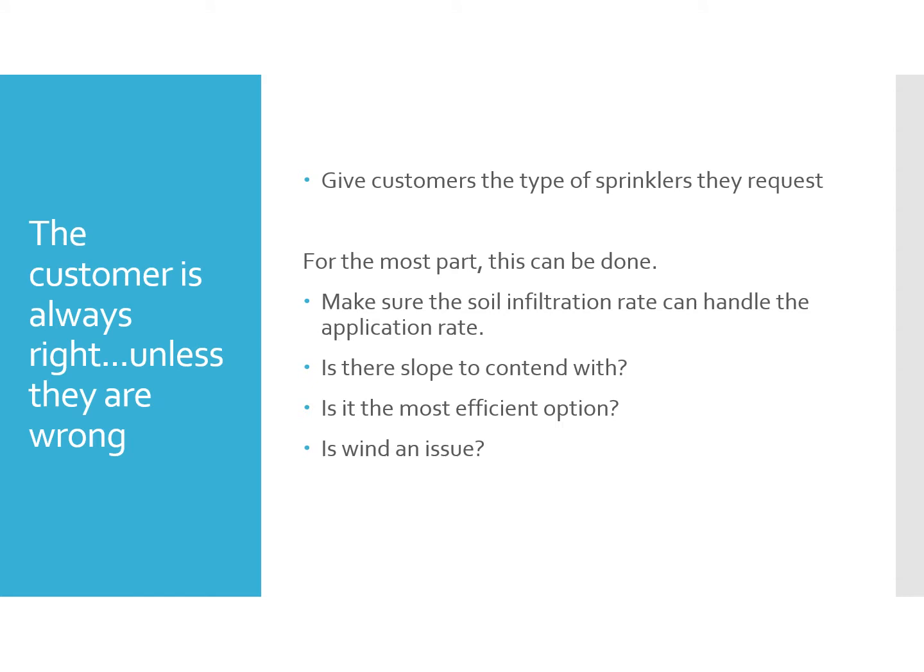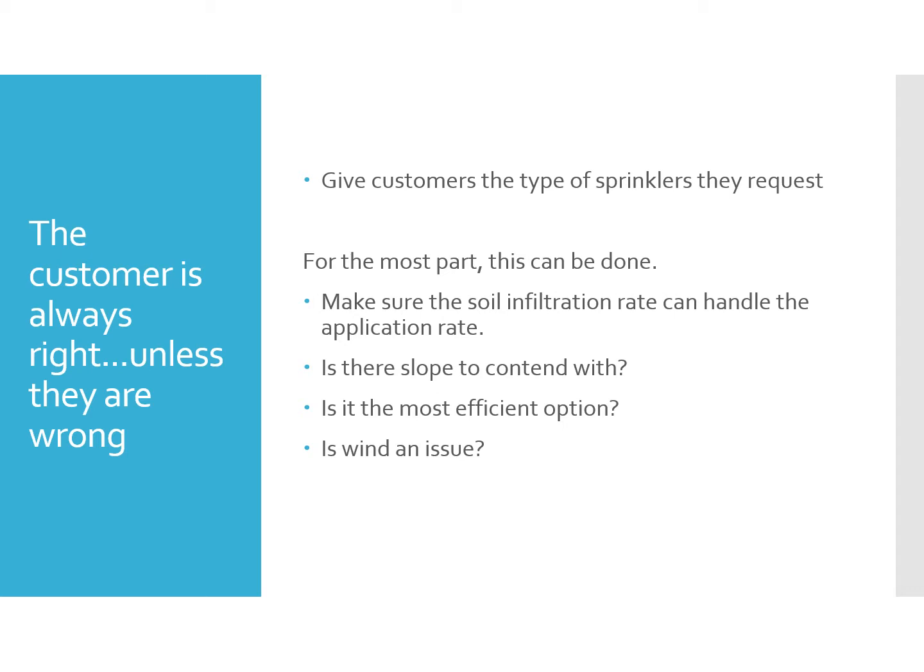Give customers the type of sprinklers they request. Well, for the most part, this can be done. Sometimes customers might have a particular sprinkler that they've used before and liked. They may have a type of sprinkler that they used before and didn't like. They might like the way that something looks, sounds, or performs. What you want to make sure is if the sprinkler they're requesting will work for this particular site. So here's some things to keep in mind.